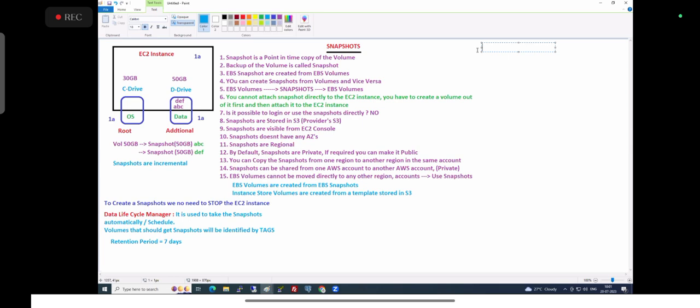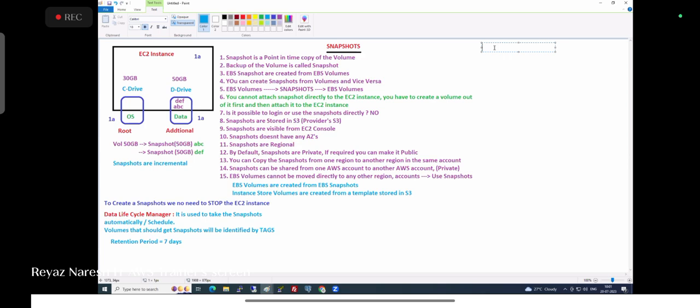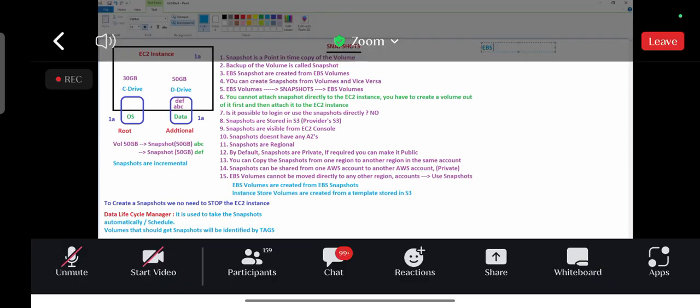If required, can you restore it from archive again? Yes, you can restore it. If you want, you can restore it. Understood? No, we are not talking about Glacier. Glacier is different. We are talking inside EC2. Glacier is completely different.